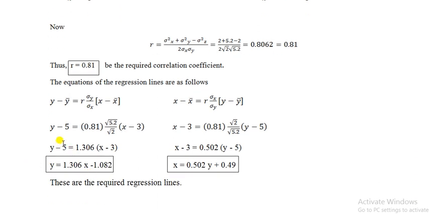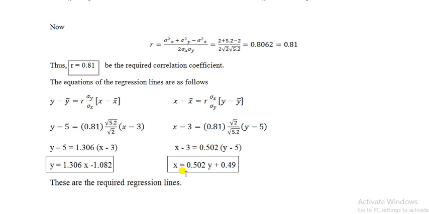And shift this minus 5 to the right side and multiply this whole bracket by 1.306. So 1.306 into x, minus 1.306 into 3, and shift this minus 5 to the right hand side, which gives 1.082, which is the regression line.